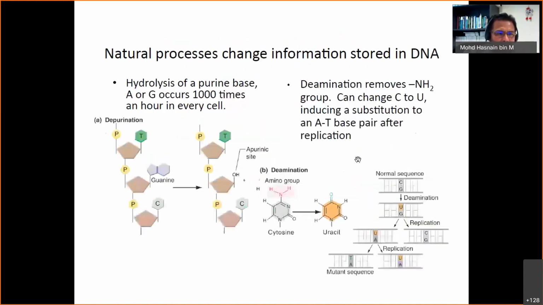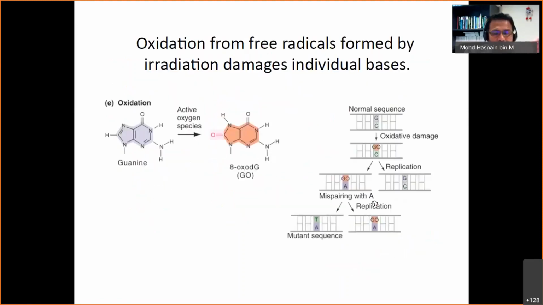And this one as well, you can see replication. So bear in mind, when the DNA has a mutation, the change is considered a mutation, a mutant, when it is passed to the next round of replication. It is preserved over there.